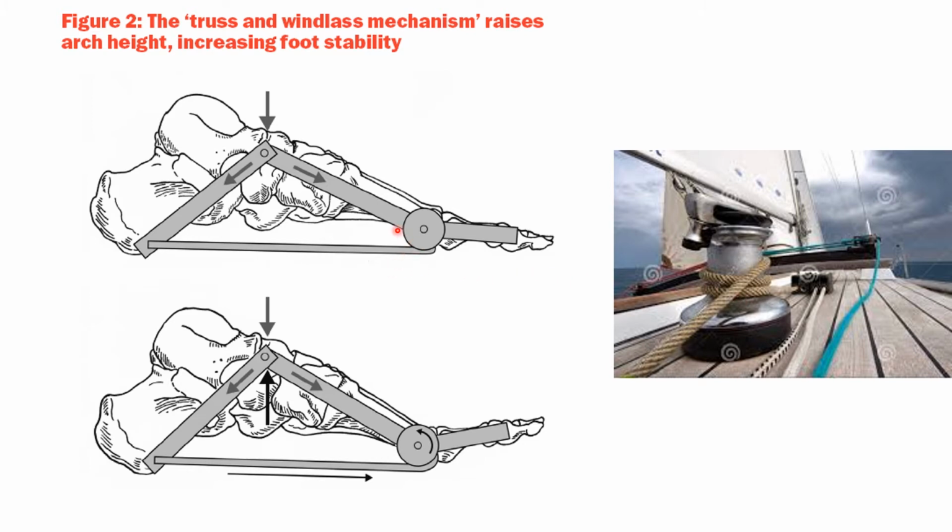So in the case of flexion of the toe, or in the plantigrade position, there is no shortening of the plantar aponeurosis. But in the case of dorsiflexion of the toe, the plantar aponeurosis is shortened and the arch is heightened. So it provides inherent stability. This is the truss and windlass mechanism working in relation to the arches.